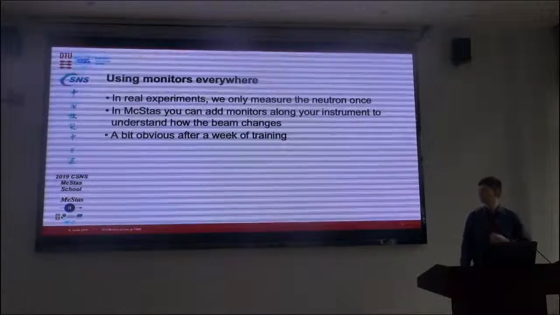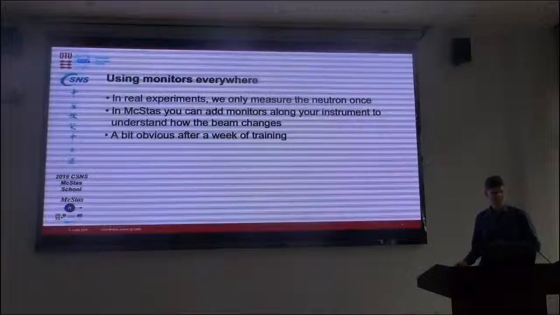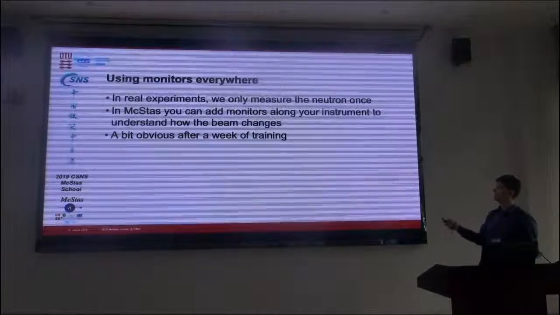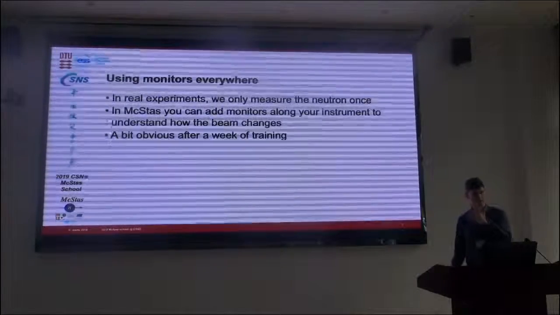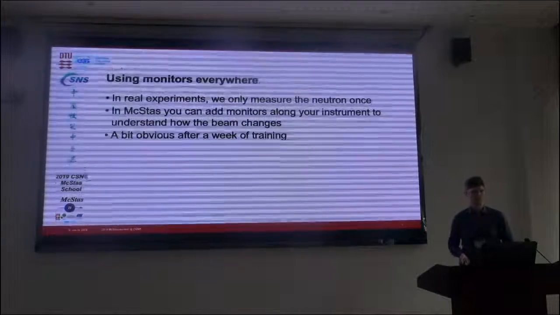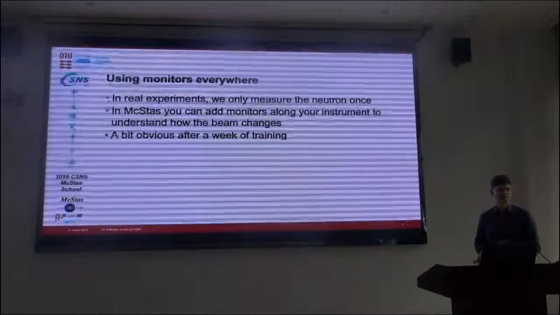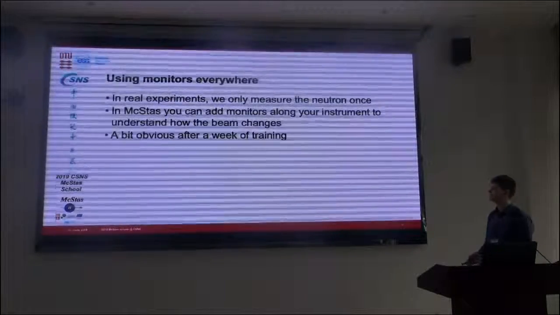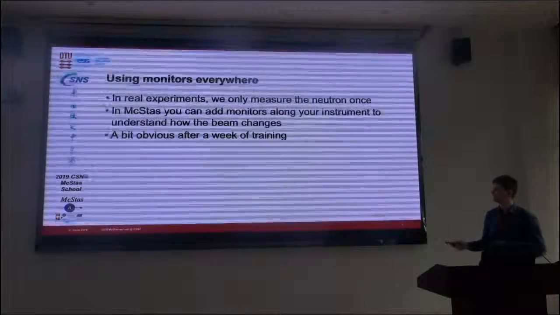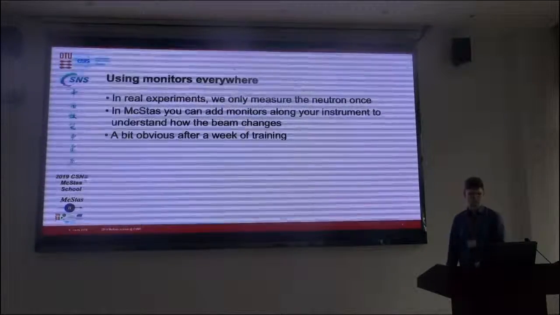So first, on using monitors everywhere in the instrument. It can quickly become overwhelming to look at, but remember that this is a very basic advantage of simulation, and you should exploit it by placing these monitors between your guides and understanding where you lose beam, where you do not need as large or as small a guide. You have the possibility of looking into this. Of course, this is a bit obvious after a full week of training, but I felt that I needed to remind you that this is the easiest way to do diagnostics.